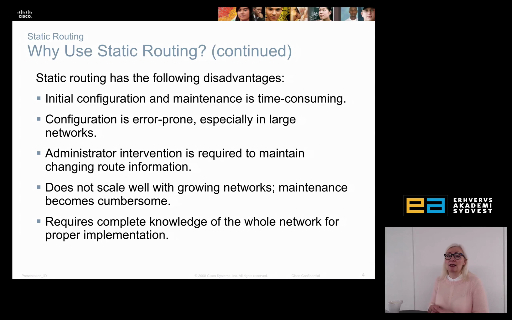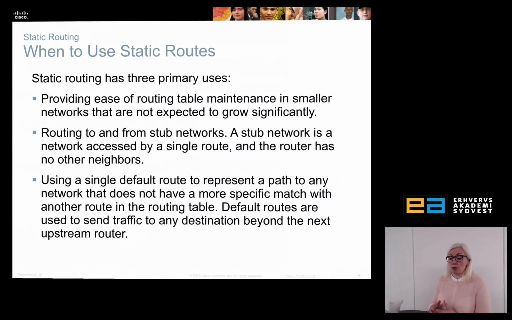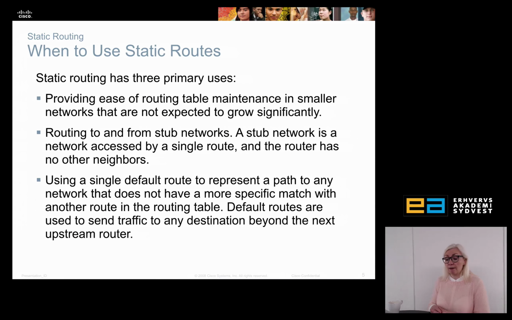So static routing is something that you normally would use in smaller networks, and of course in networks where you like to have full control. Small networks where you only have one exit to the rest of the network are called stub networks. And if you have a stub network, then it also makes sense to set up a static route.